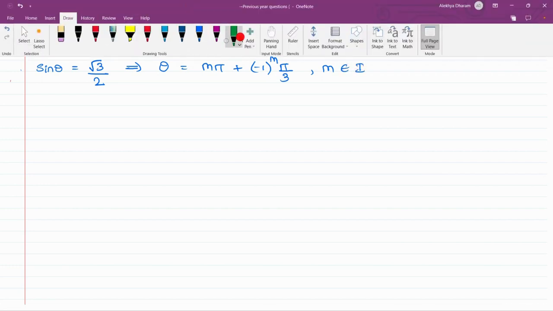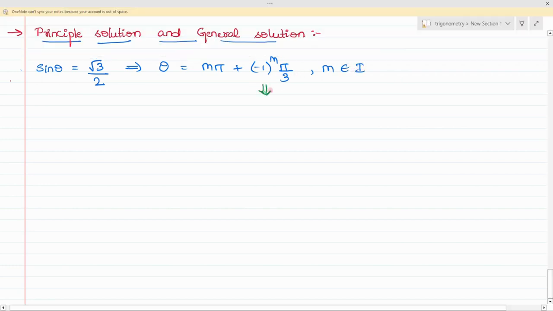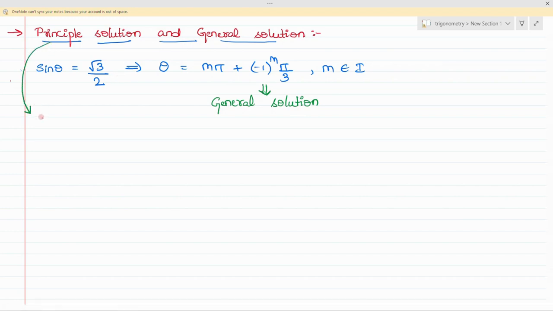So this is called the general solution of this equation. This kind of expression will be the general solution for the particular equation. Now, what is meant by the principal solution?